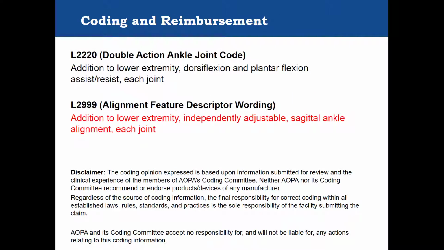Although correct coding is the sole responsibility of the facility assuming the insurance claim, suggested L codes for triple action billing are L2220 and L2999 for the addition of the alignment feature. If the L2999 code is also used, we suggest the following wording be used as a descriptor: addition to lower extremity, independently adjustable, sagittal ankle alignment, each joint.